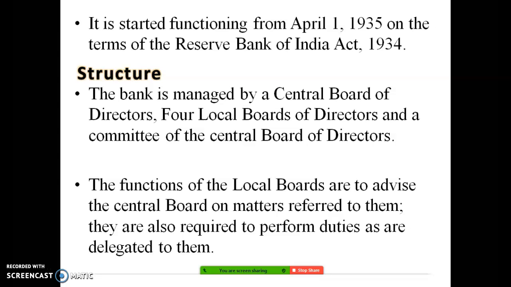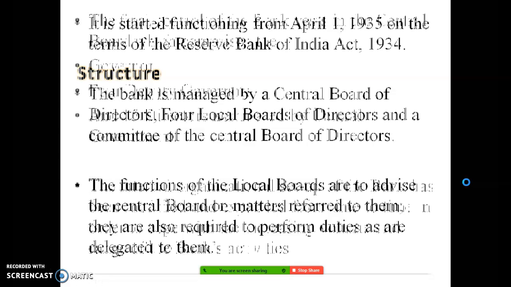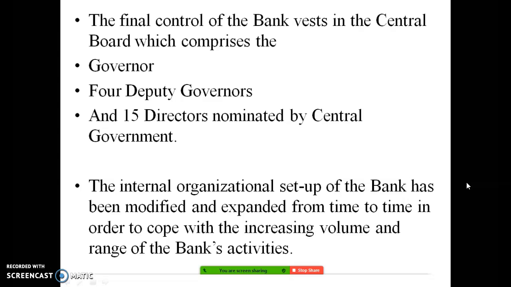Structure. The bank is managed by a central board of directors, 4 local boards of directors, and a committee of the central board of directors. The function of the local boards is to advise the central board on matters referred to them. They are also required to perform duties as delegated to them. The final control of the bank rests in the central board, which comprises the governor, 4 deputy governors and 15 directors nominated by the central government. The entire organizational setup of the bank has been modified and expanded from time to time in order to cope with the increasing value and range of the bank's activities.